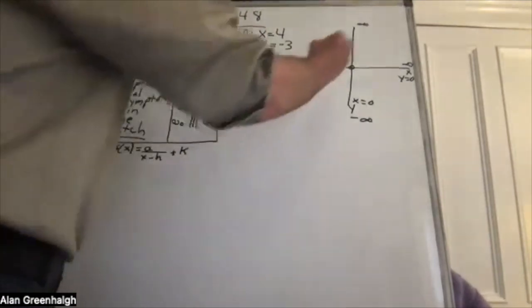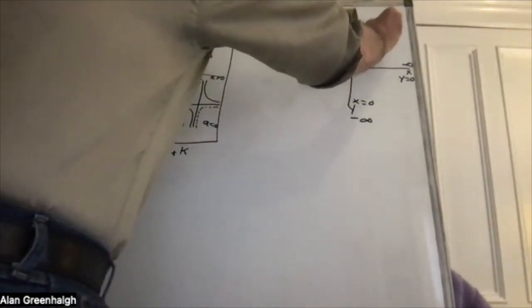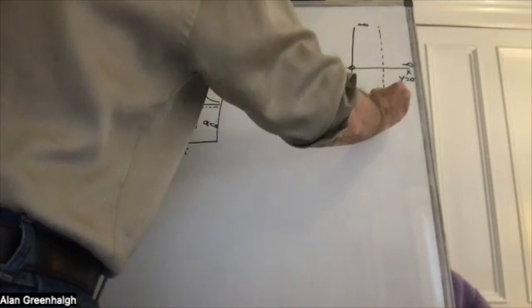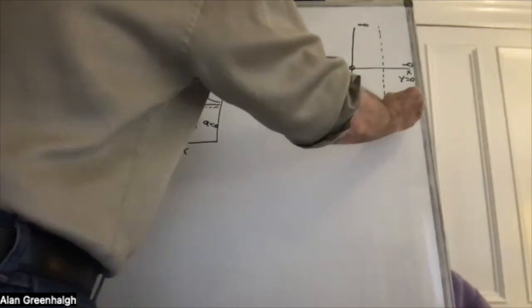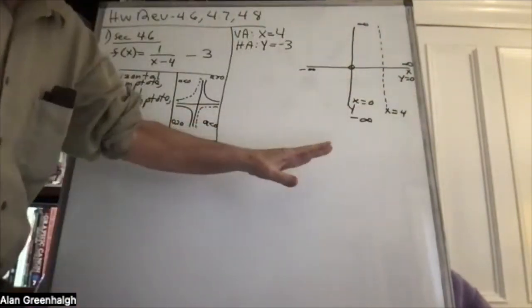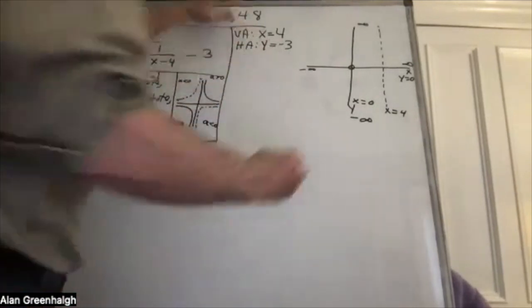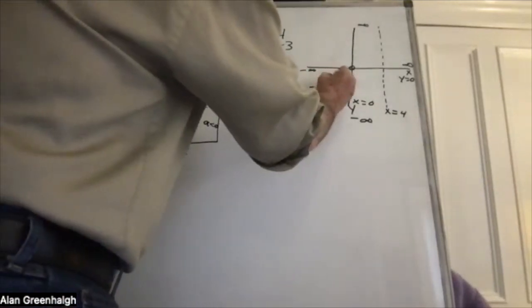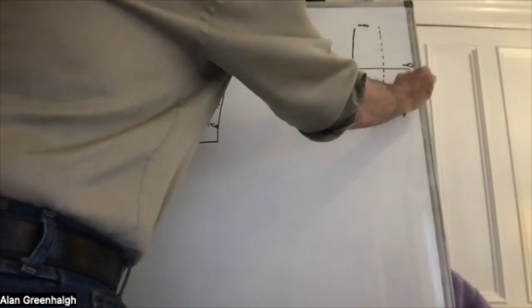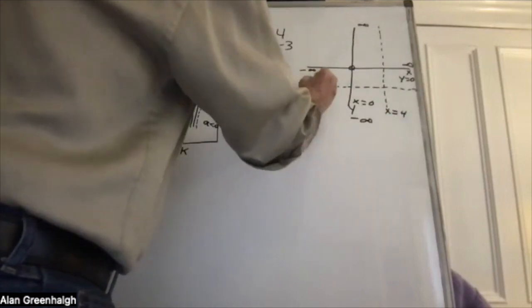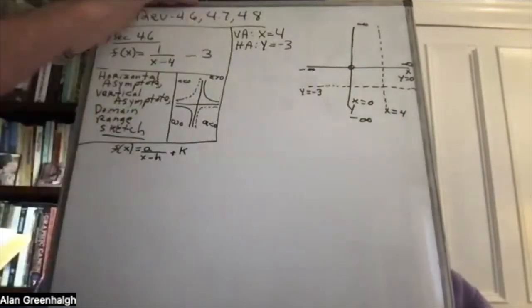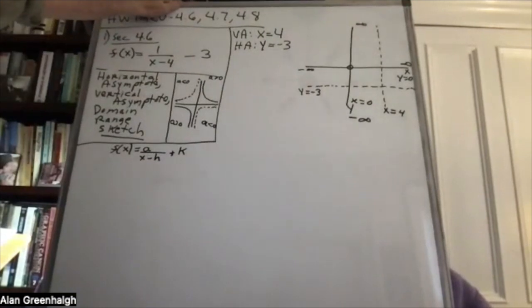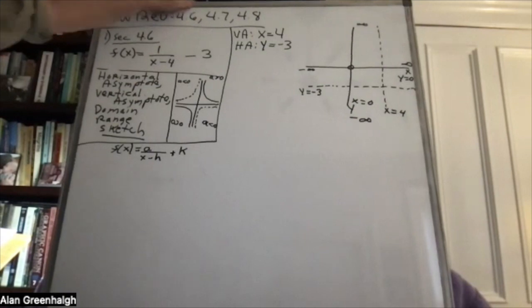So x is equal to 4. Here's 4. Just a sketch, so it doesn't have to be a masterpiece. It just needs to be something that makes sense. Y is -3, let's say, is down here. That's the first step. Does anybody have a question? Okay, now you can create the graph.